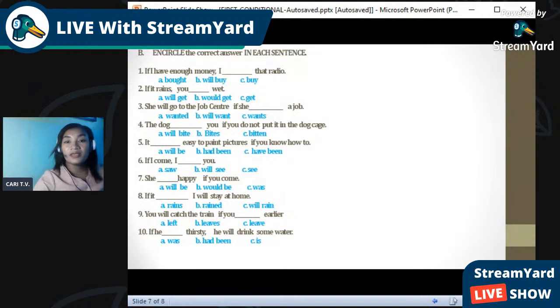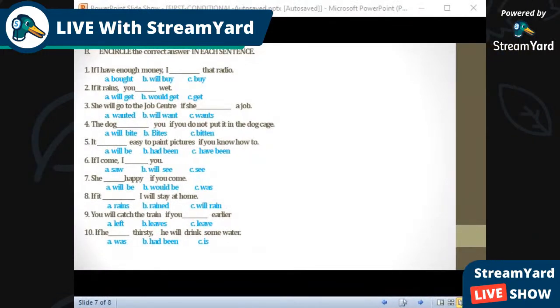So let me explain that to you. Circle the correct answer in each sentence. If I have enough money, so what are you going to do? Here you have the if clause. Here you use the modal, modal plus base form of the verb. What should be the correct letter?